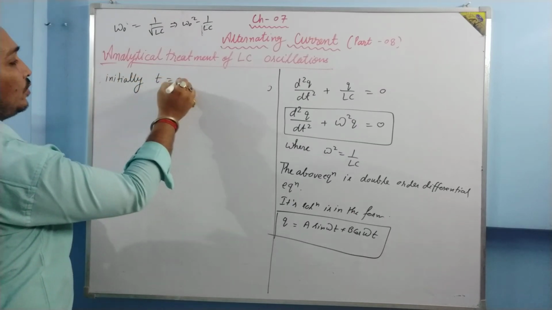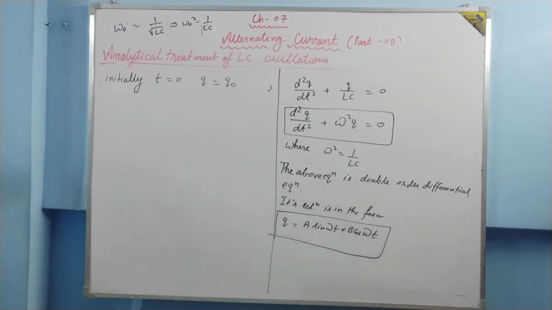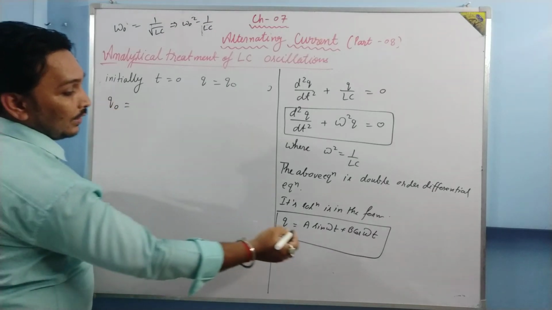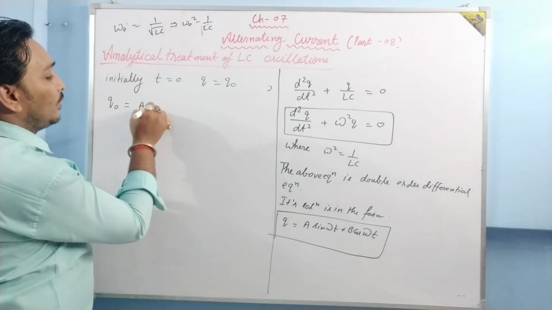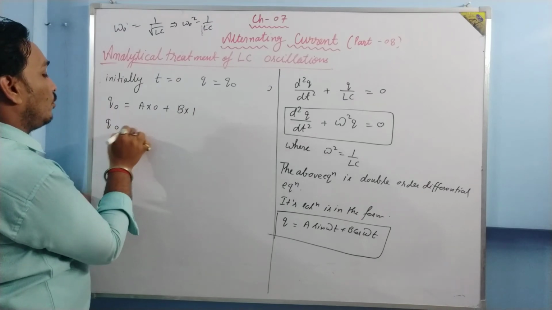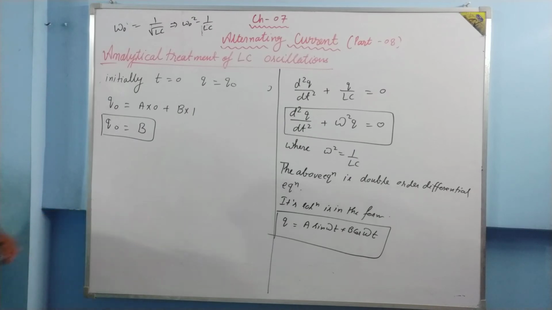Initially, t was equal to 0, q was equal to q naught. Q naught is the maximum charge that the capacitor was having. Let us put the value. Q naught is equal to, in place of sine omega t, it will become 0. So a multiplied by 0 plus b multiplied by 1. So basically q naught is equal to b. Value of b is equal to q naught.